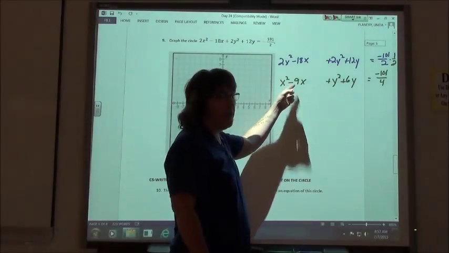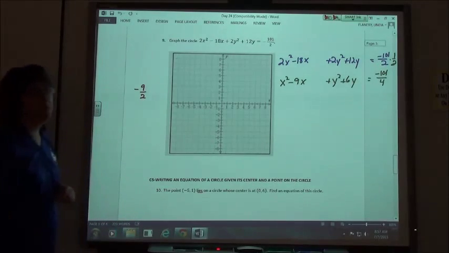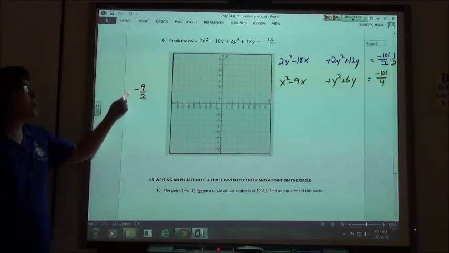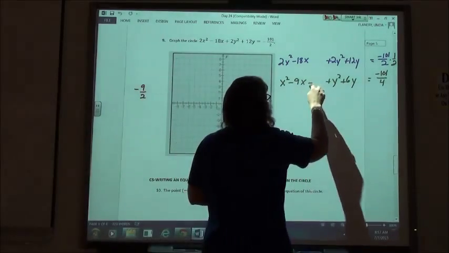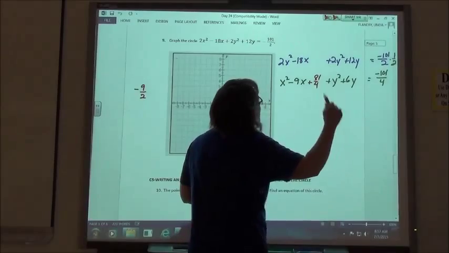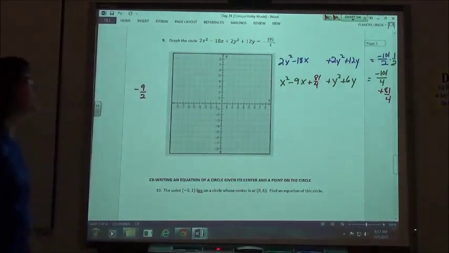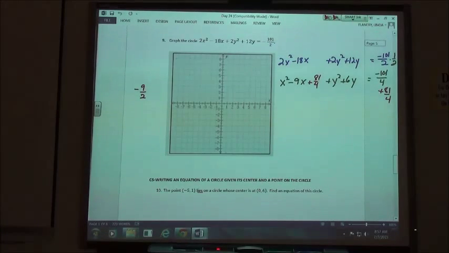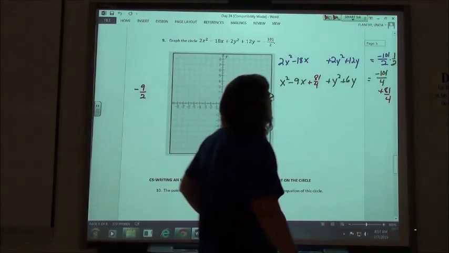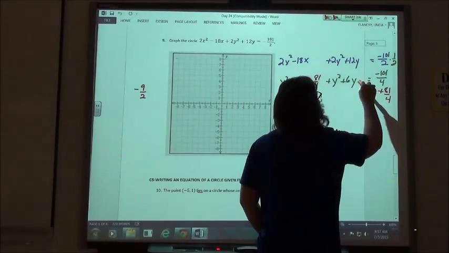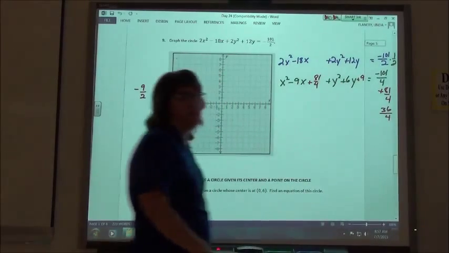You take half of this, right? Which would be negative 9 over 2, and then you square them. So if you square them, you're going to get 81 over 4 if I use my improper fraction, which I'm going to do. On the other one, we're going to add 9, which I could write as 36 over 4, since everything else is over 4.